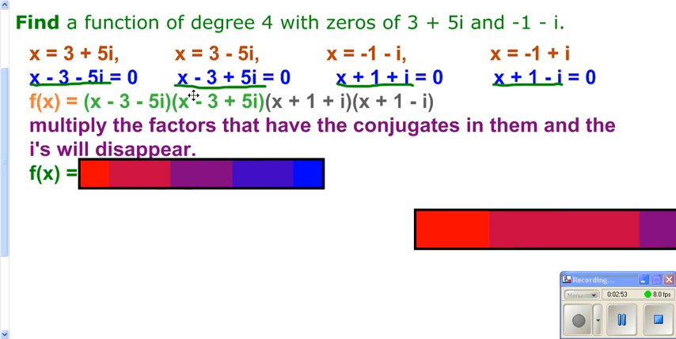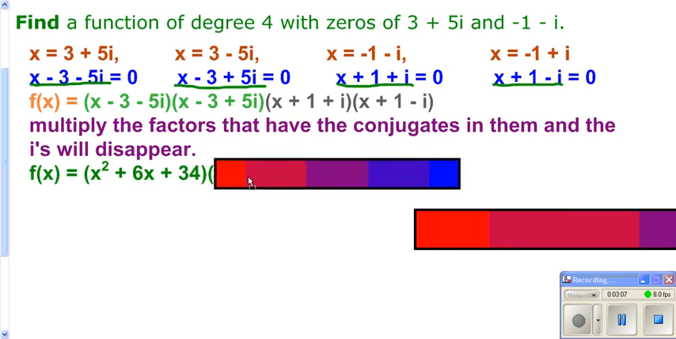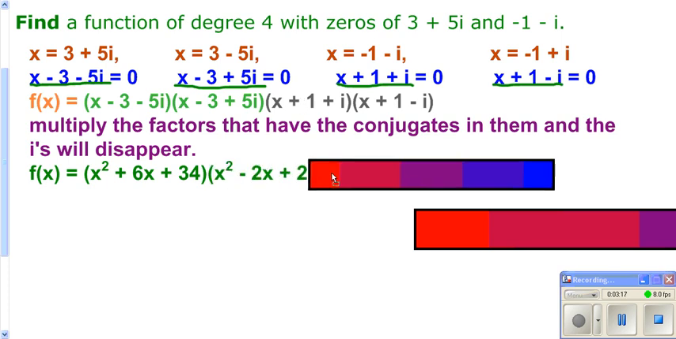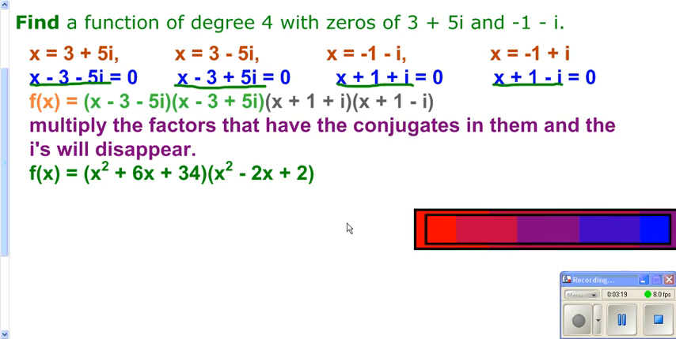When you go ahead and multiply out the 2 green parentheses, taking your x times all 3 of these, taking your negative 3 times all 3 of these, taking your negative 5i times all 3 of these, you end up getting x squared plus 6x plus 34 when you combine all your like terms. When you multiply the last 2 gray parentheses together, you get x squared minus 2x plus 2.